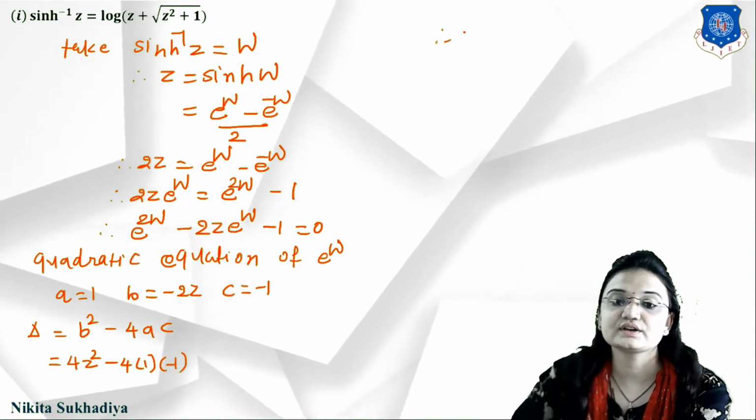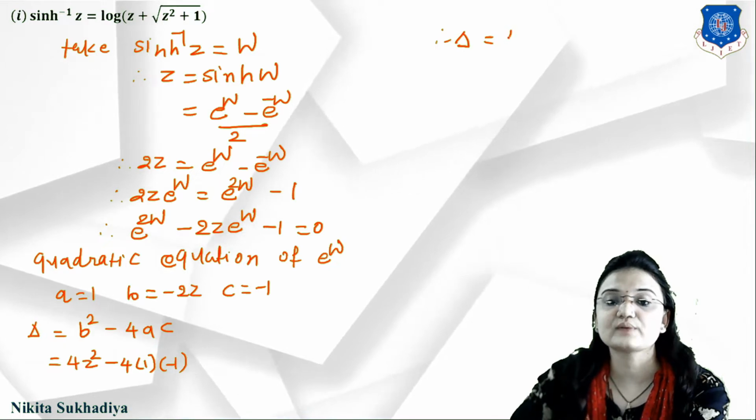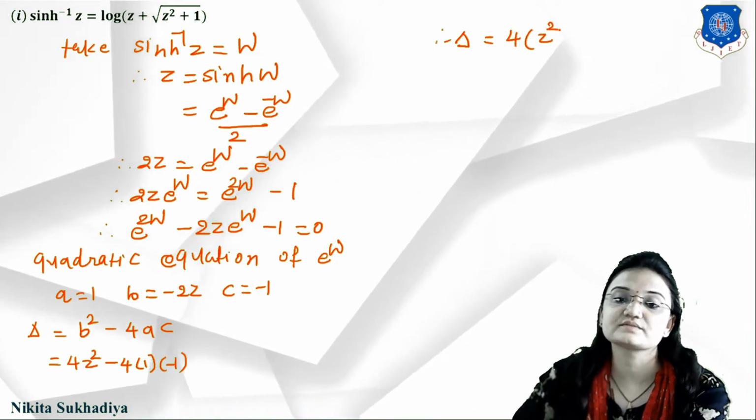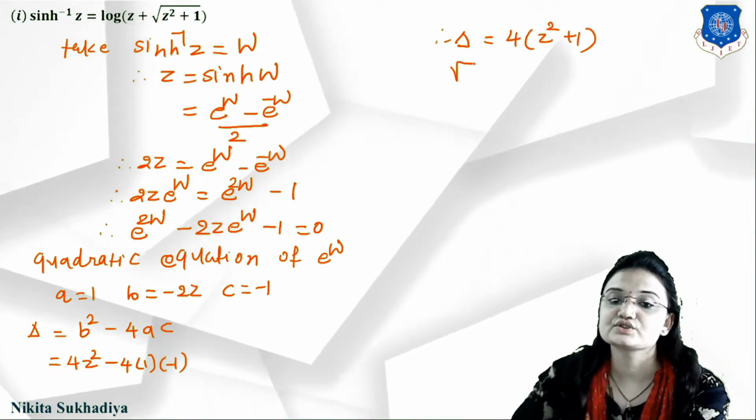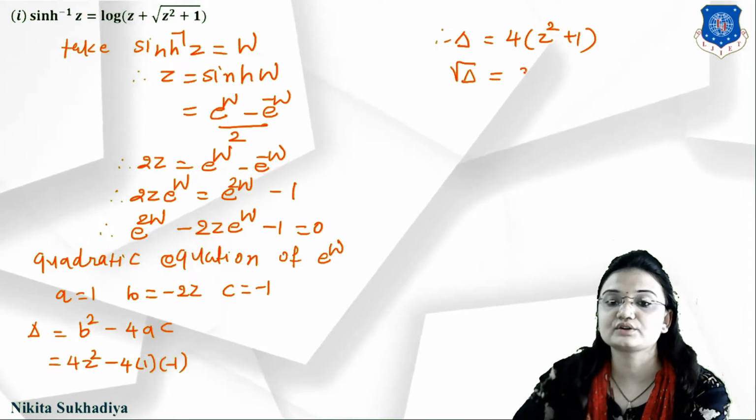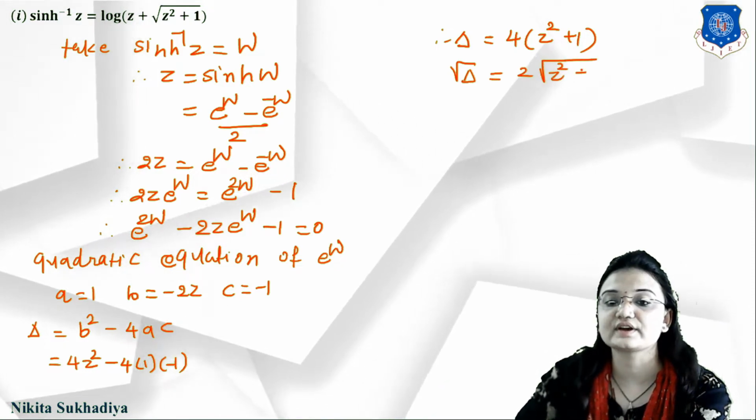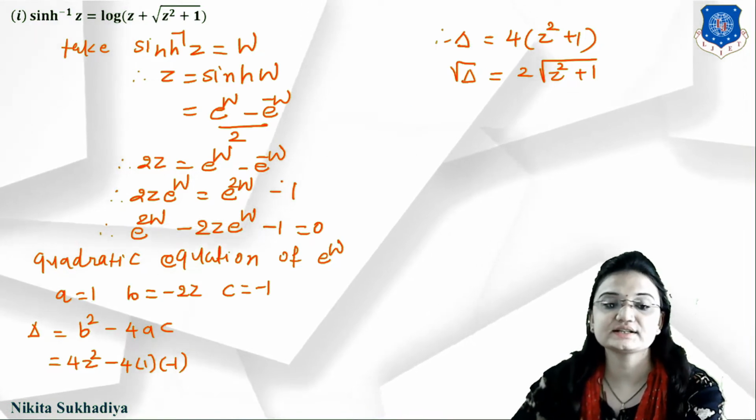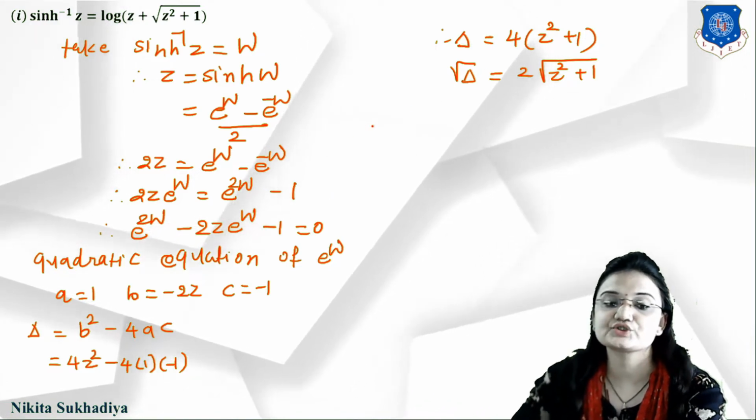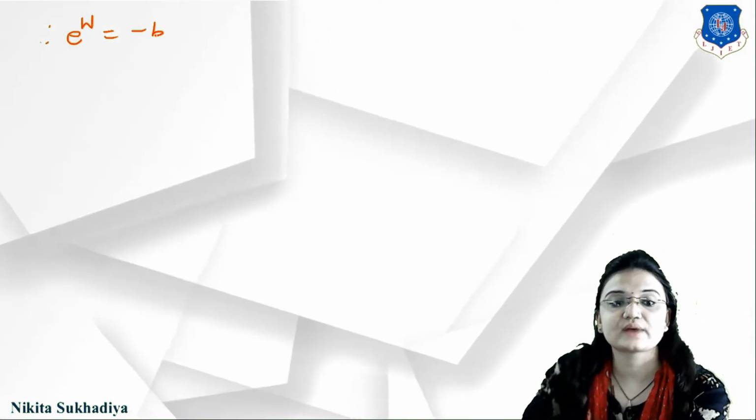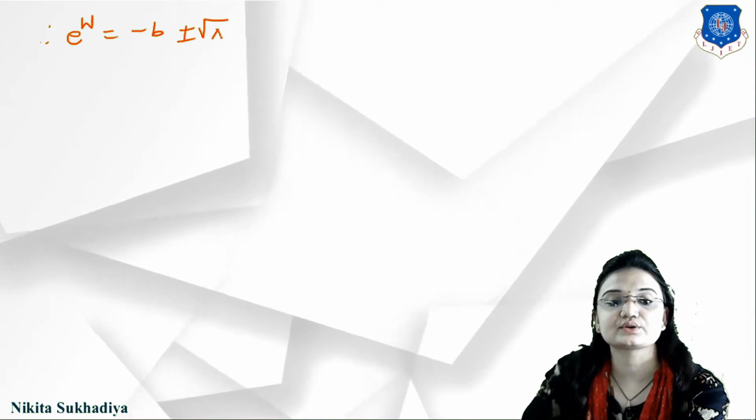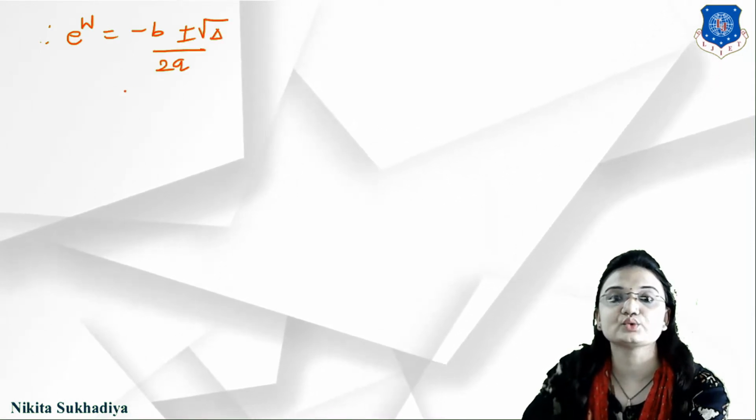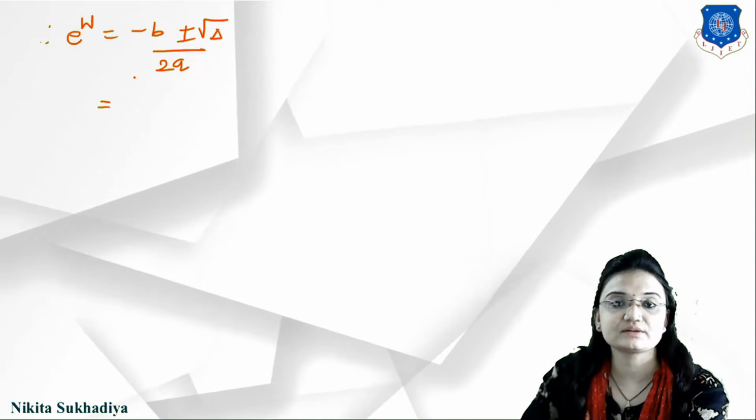Okay, so here we have delta is equal to, by taking 4 common, this will become z square plus 1. So under root of delta is nothing but 2 under root of z square plus 1. Now here you can clearly see that this is the quadratic equation of e raised to w. So we can say that e raised to w is equal to minus b plus or minus under root of delta divided by 2a. And minus b is nothing but minus 2z.